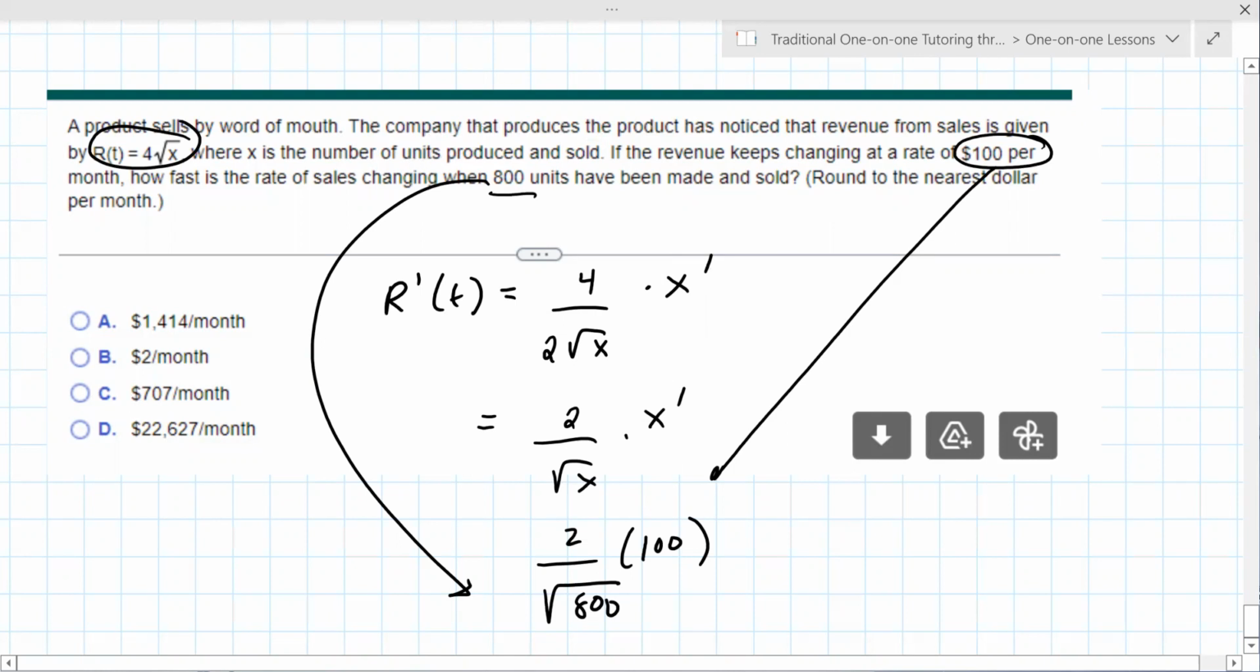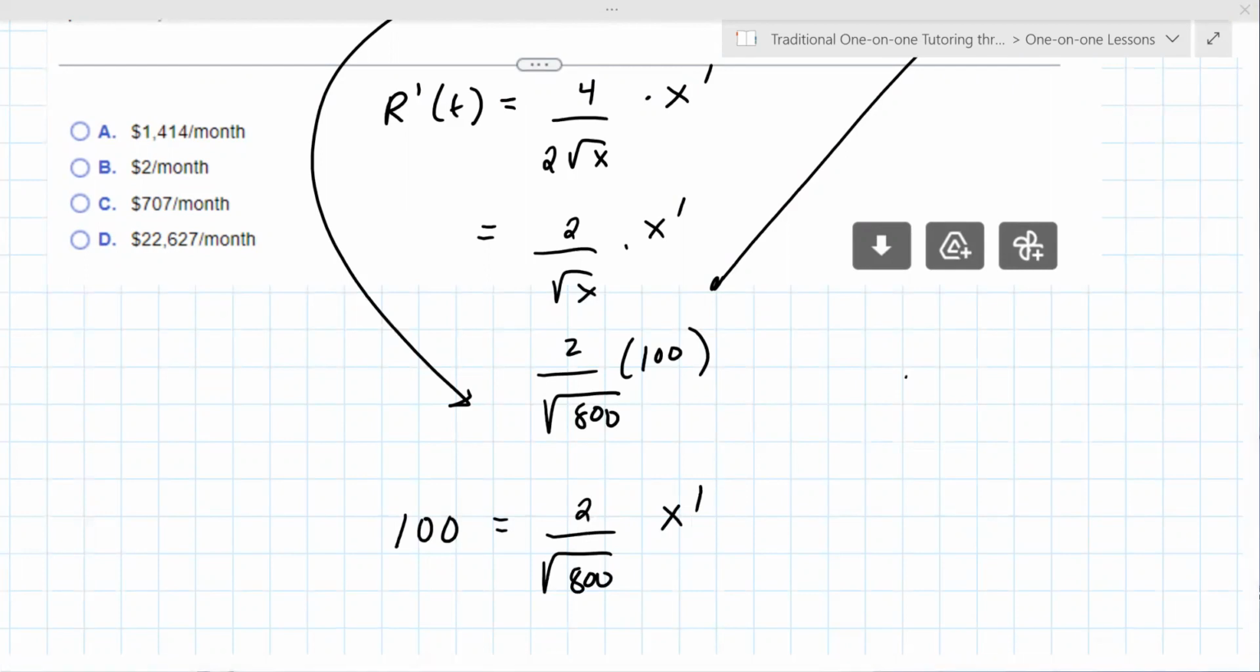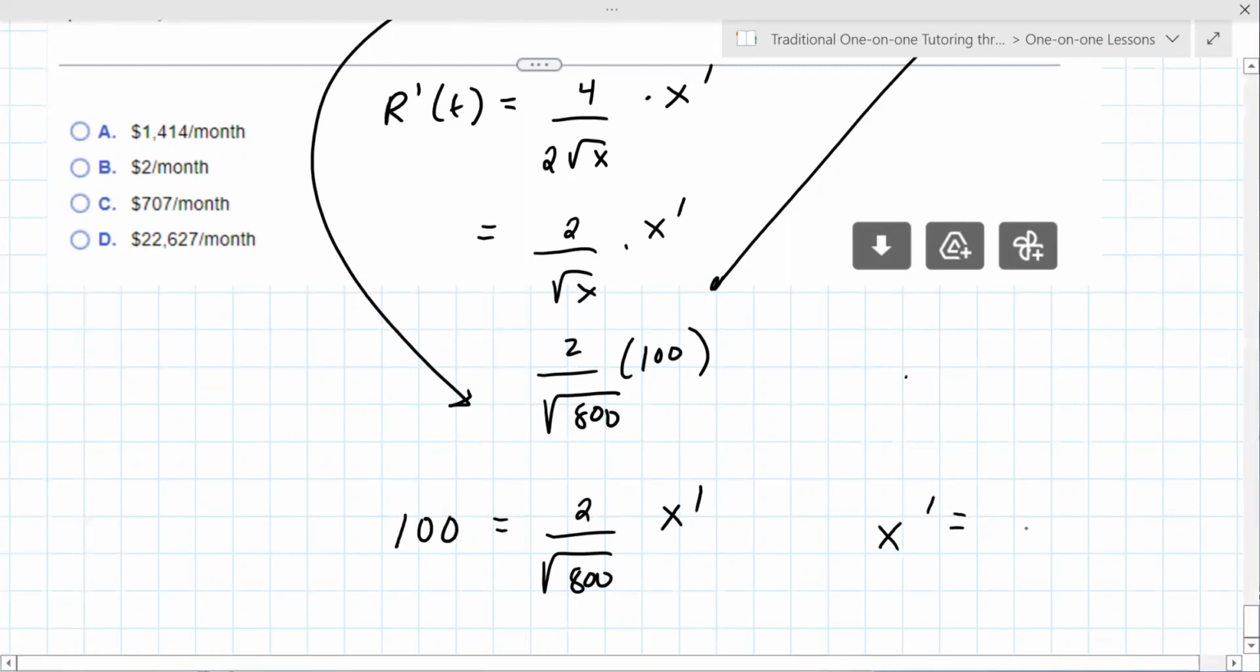Hmm. Round to the nearest dollar. The revenue, how fast the rate of change... Oh, this is exactly like the previous problem. I put the 100 in the wrong place. Oh, so okay, unfortunately it's 100 equals 2 over the square root of 800 times this x prime, and that's what we're solving for instead. Okay. I had to read the problem a little more closely, and that's 1414 a month.